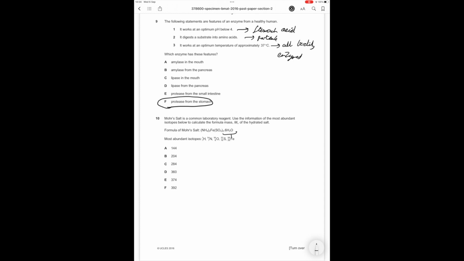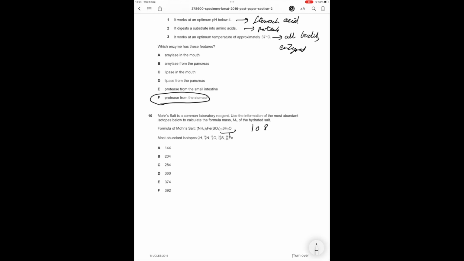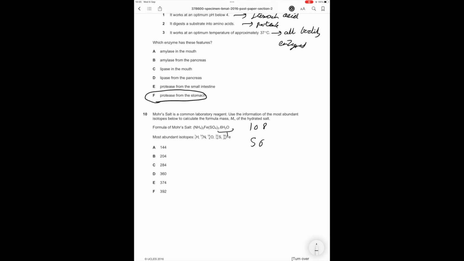So if we do 6 times 18, 6 times 10 is 60, 6 times 8 is 48. So this totals to 108. Now, the mass of iron is 56. The mass of SO4 is 32 plus 4 times 16. 4 times 16 is 64. 32 plus 64 is 96. So the mass of (SO4)2 is going to be 96 times 2, which is 192. Let's add that too. And now we need to find the mass of (NH4)2. The mass of NH4 is simply 18, because it's 14 plus 4, and times 2 is 36.